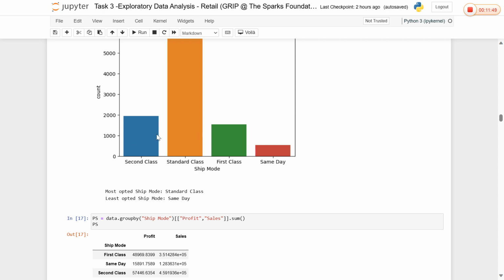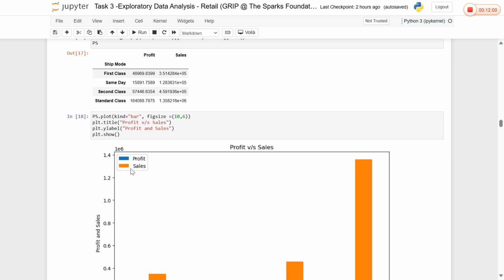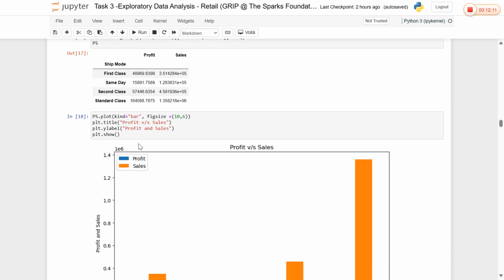Now, see, let's look at some of the categories, class-wise. The most opted ship mode is the standard class. The least opted ship mode is the same day. See, now, first class profit, the same day profit, the second class profit, the standard class profit.